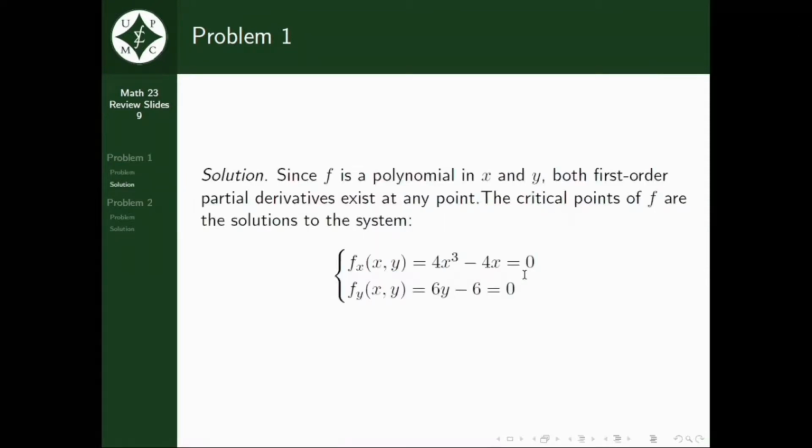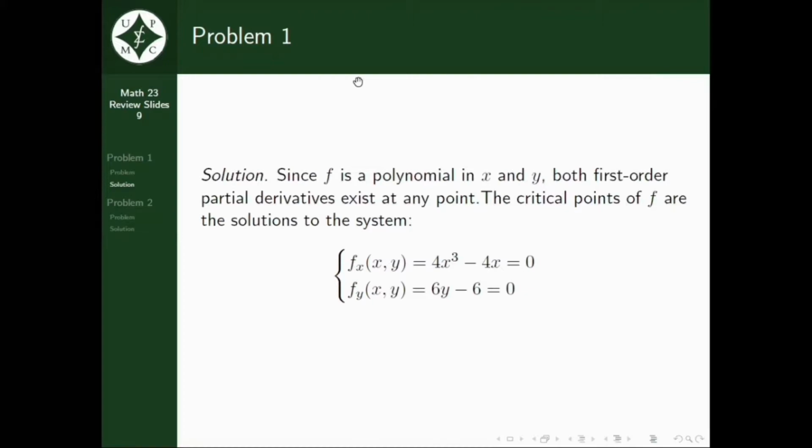Okay? And next, the critical points of f are the solutions to the system given by this. So, yung derivative ng f with respect to x is 4x cubed minus 4x, tapos we equate that to 0. And next, the derivative of f with respect to y is 6y minus 6, then we equate that to 0. Tapos yan na yung mga equations ng system na yan. So, let's try to solve the system.